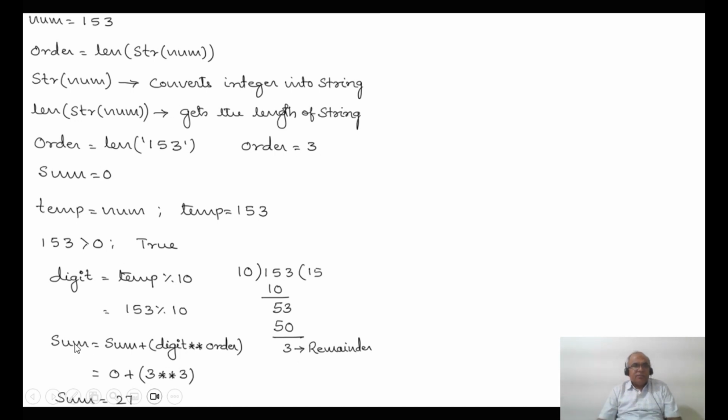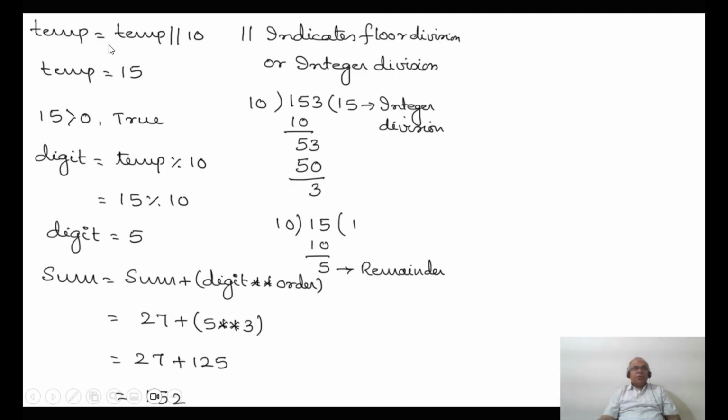What is the value of sum? We initialized the value of sum to 0. So 0 plus digit double star order, digit to the power of order. What is the digit you have? The digit is 3. 3 double star 3 gives you 27. Okay. Then temp is equal to temp integer division 10, or floor division. So what is the value of temp? The temp will be 15. Why? Because 153 divided by 10, you get the integer division 15. So the new value of temp becomes 15.